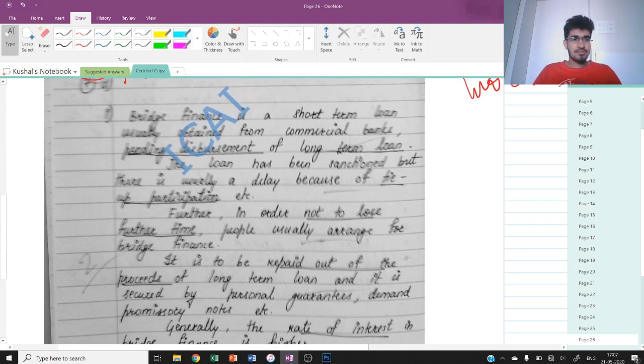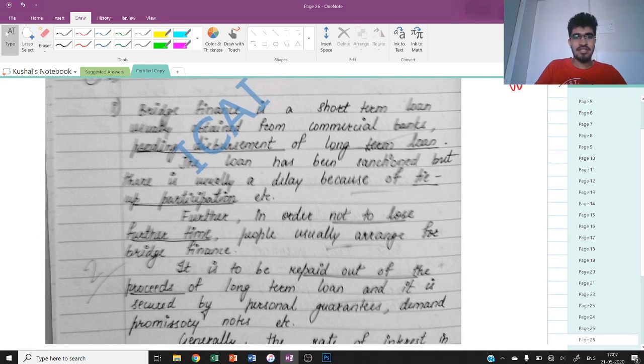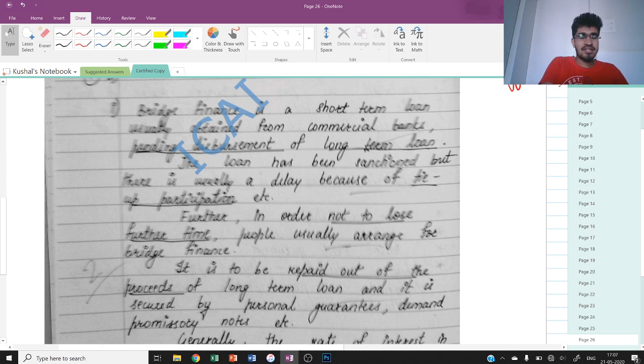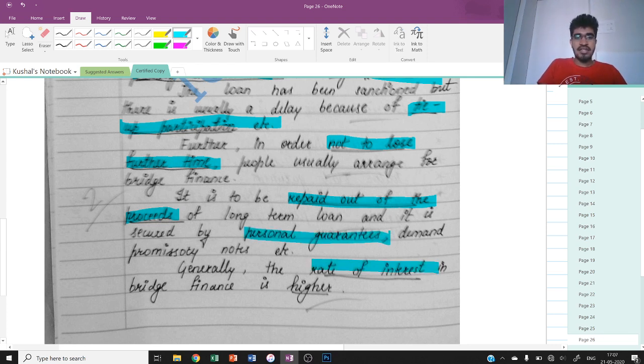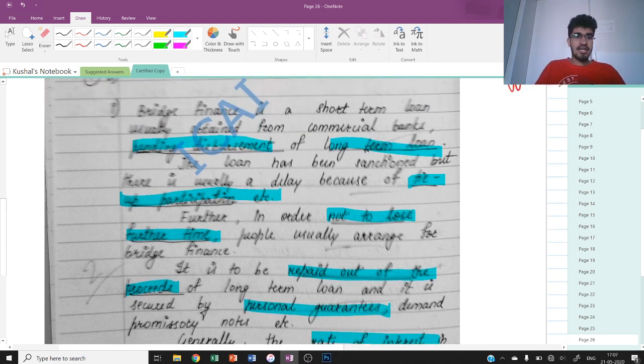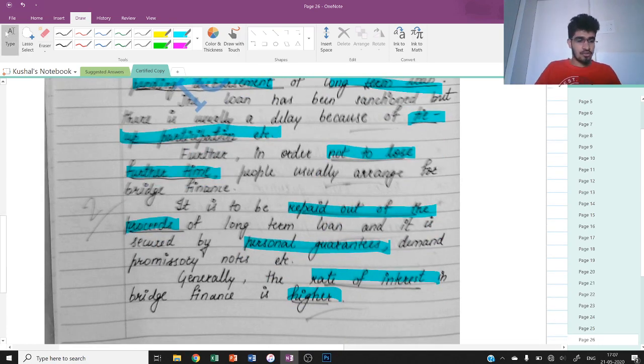Next question asked us to define bridge finance. So if you see, it's not that clear because the scanning has not been done proper from the institute's end. I had underlined the keywords pending disbursement, long-term loan, then because of tie-up participation, etc. In order not to lose further time, this is the keyword bridge finance is used. It is to be repaid out of the proceeds of long-term loan and it is secured by personal guarantees. Generally the rate of interest is higher. This is how I had underlined all the keywords and I was able to score 2 out of 2 marks in this question.